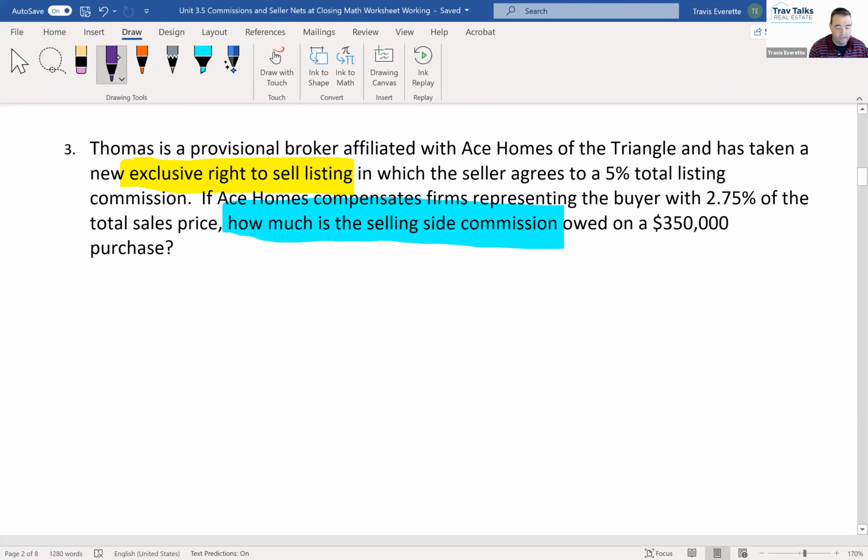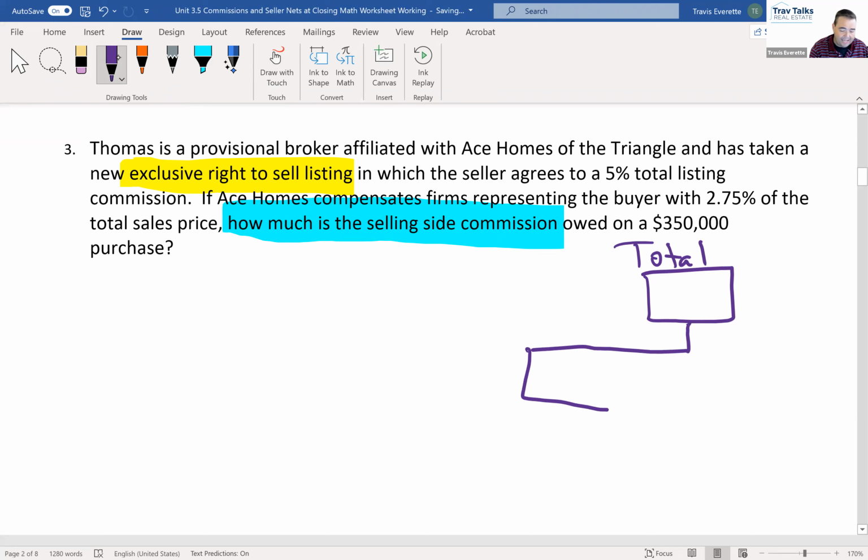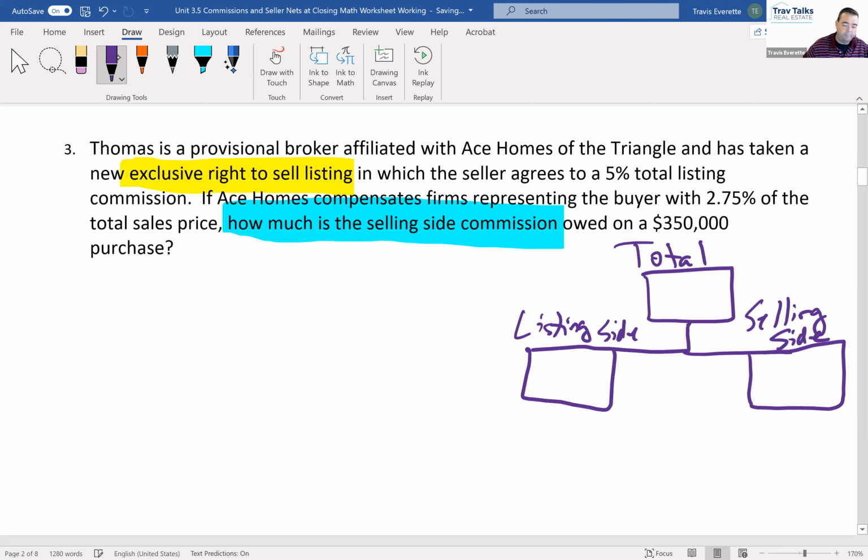I'm splitting this up. So I'm going to go ahead and draw my boxes here, and I know I'm going to have a total commission, which I'm then going to split into 2 sides. That word side is the dead giveaway here. And so I have my listing side and my selling side. And they want to know how much is the selling side commission owed on a $350,000 purchase.